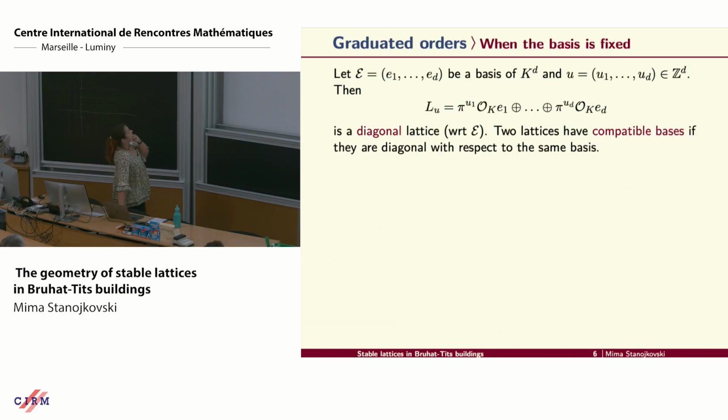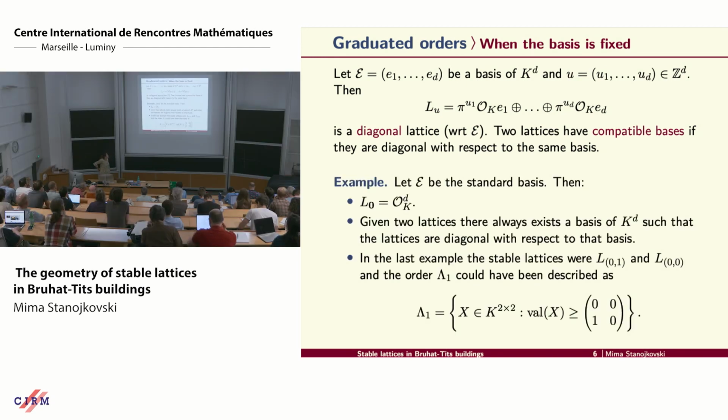Okay, right, so the lattices that I build from a fixed basis and an exponent vector, I will call diagonal with respect to this basis. And I will say that two lattices, or better a collection of lattices, has compatible bases if they are diagonal with respect to the same basis.